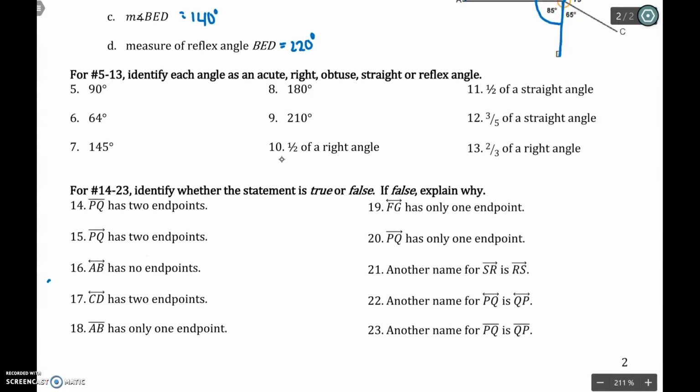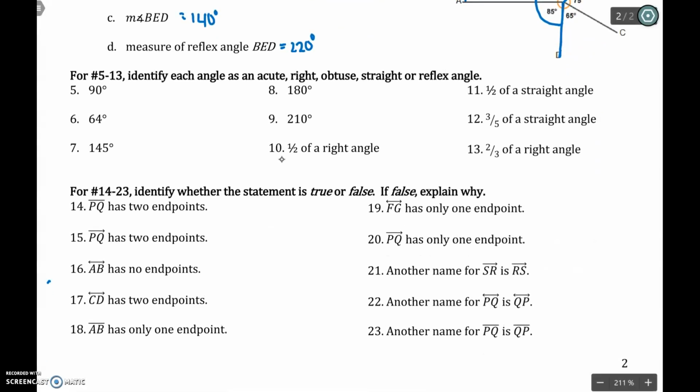Okay. And then just a few more ideas. So identify the angles as acute, right, obtuse, straight, or reflex. A 90 degree angle is always a right angle. A 64 degree angle is between 0 and 90, that would be acute. 145 is between 90 and 180, so that would be obtuse. 180 is a straight angle. 210 is larger than 180, so that is a reflex angle.